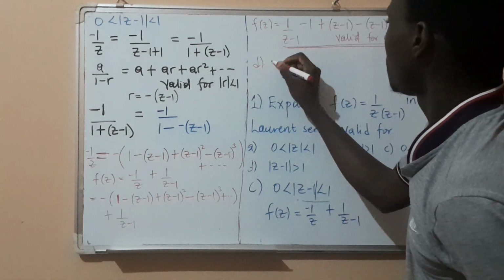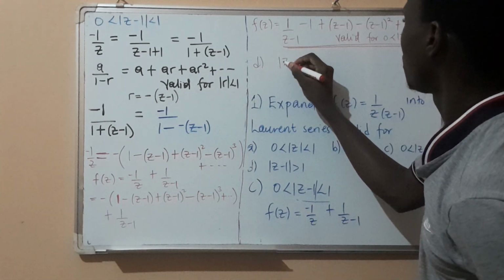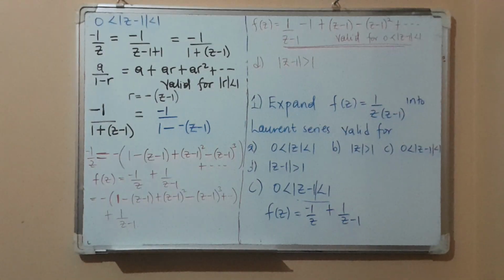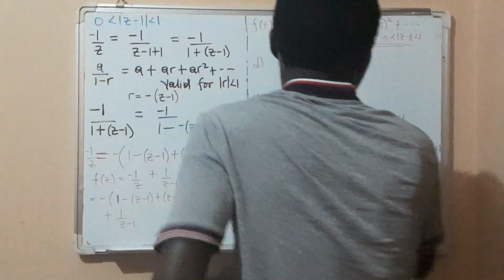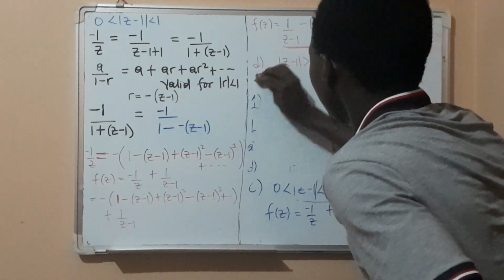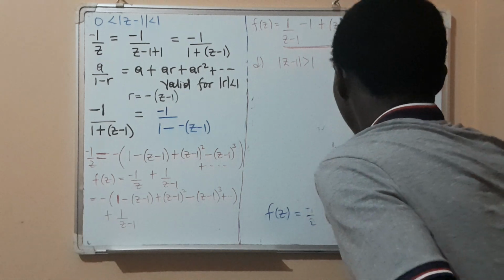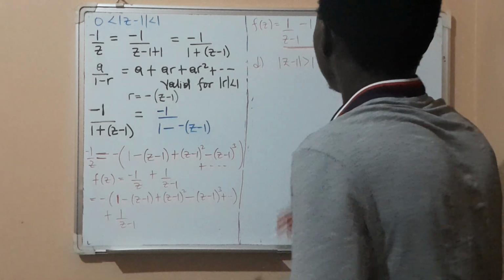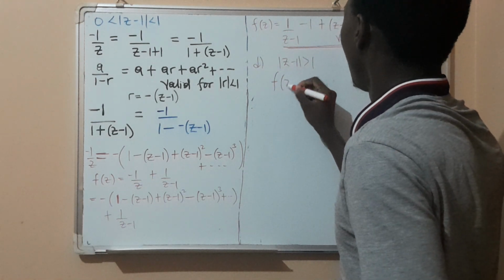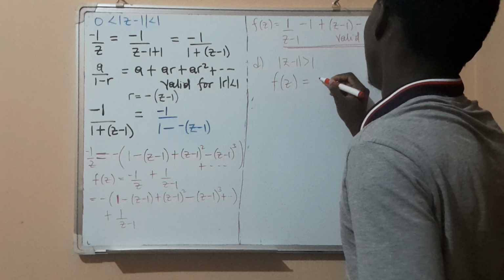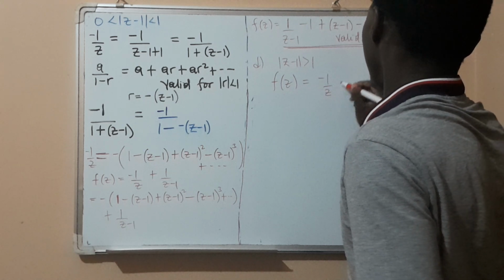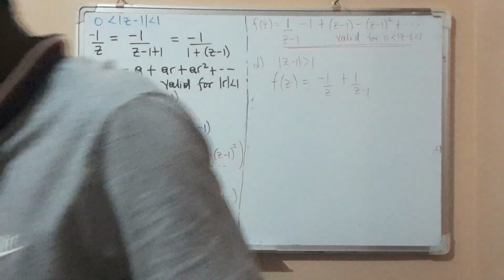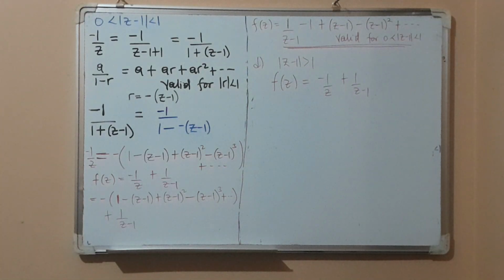So I'm left with part D, absolute z minus 1 greater than 1. I can now rub off this because I don't need it. My function f of z is equal to negative 1 over z plus 1 over z minus 1. We are going to obtain the series representation considering that domain.